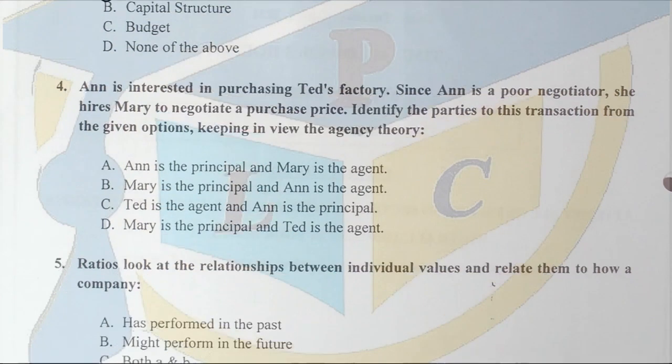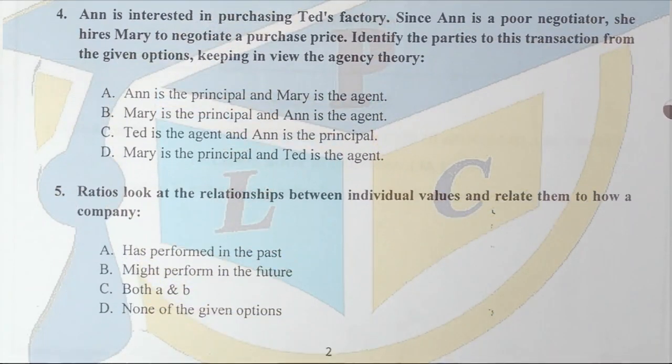So that's portfolio. Question 4. Anne is interested in purchasing Ted's factory. Since Anne is a poor negotiator, she hires Mary to negotiate the purchase price. So we have Anne here and we have Mary here. Identify the parties to this transaction from the given options, keeping in view the agency theory.